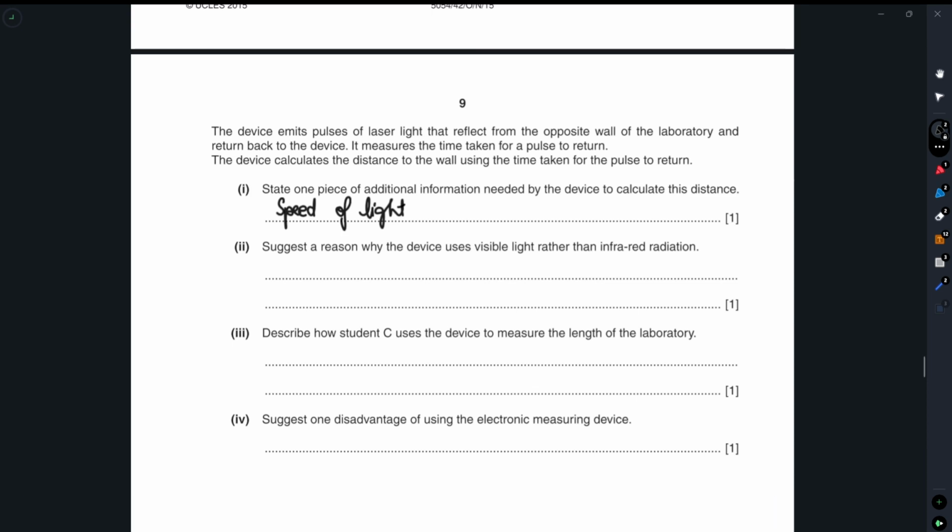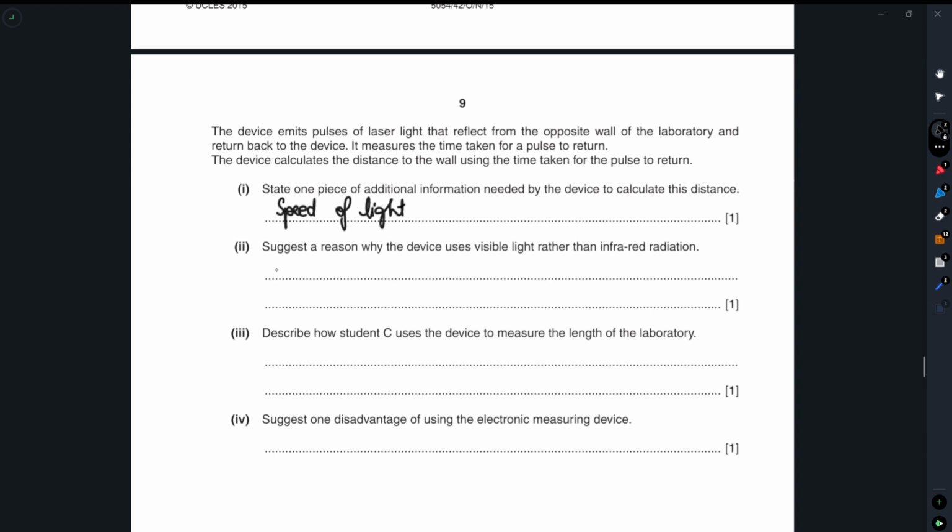All right. Then suggest a reason why the device uses visible light rather than infrared. Now you'll have to align this device such that the light will reflect off the opposite wall and come back to the device. All right, so you won't be able to do that if you cannot see the rays.